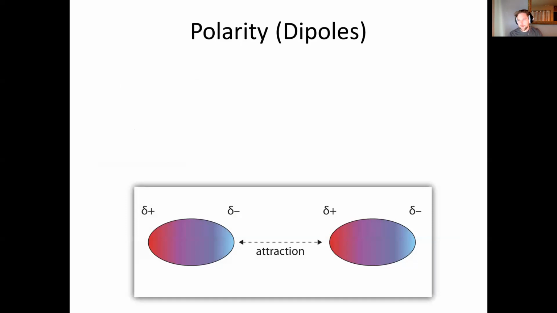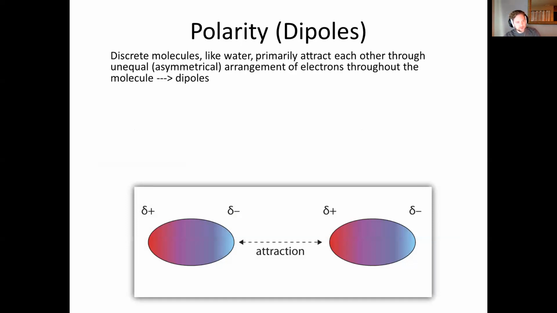Okay, so to talk about polarity, this will occur when you have a discrete molecule. Usually we're talking about covalent molecules when we talk about intermolecular forces. So a molecule like water has an unequal or an asymmetrical arrangement. If we're looking at the Lewis structure of water, you do have to be careful. We talked about this a little bit last time.